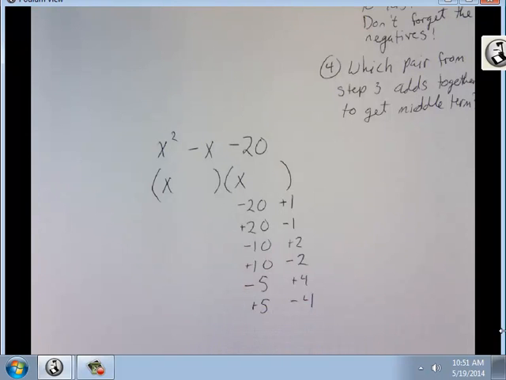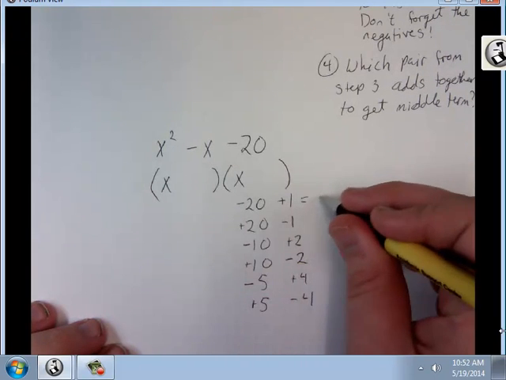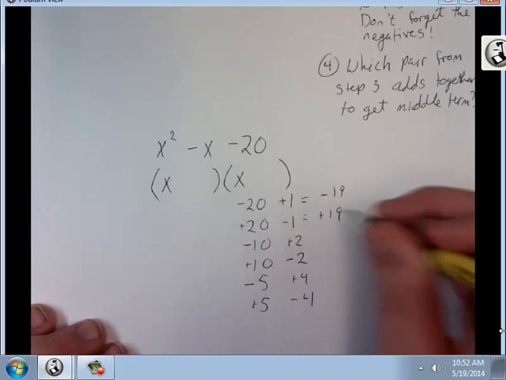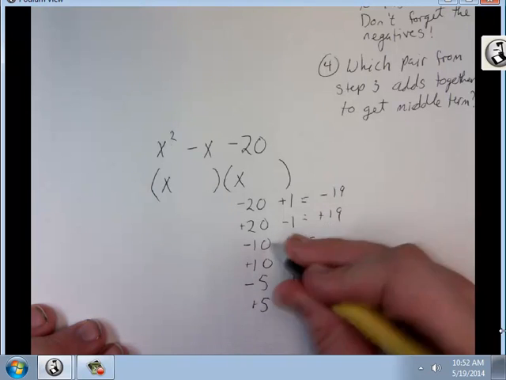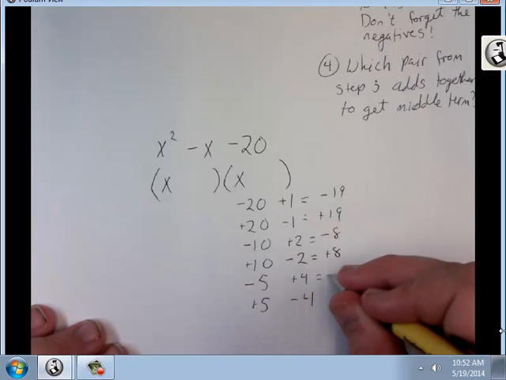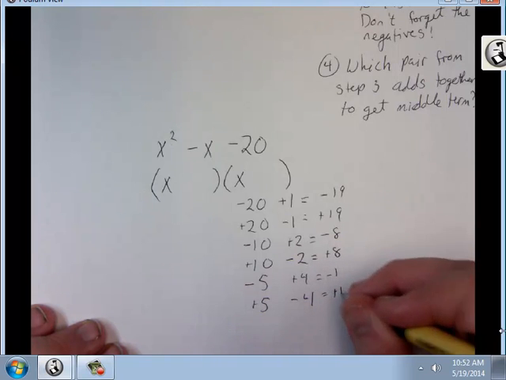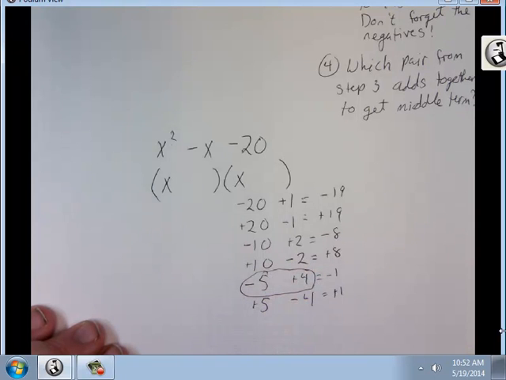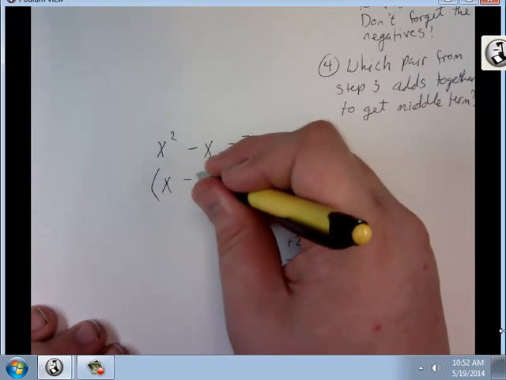So the question's just going to be, which one adds up to get the middle term? I want negative 1. Well, let's see. This would be negative 19. This would be positive 19. This would be negative 8. This one would be positive 8. There's my negative 1, because this one would be positive 1. So here's my pair: minus 5 plus 4.